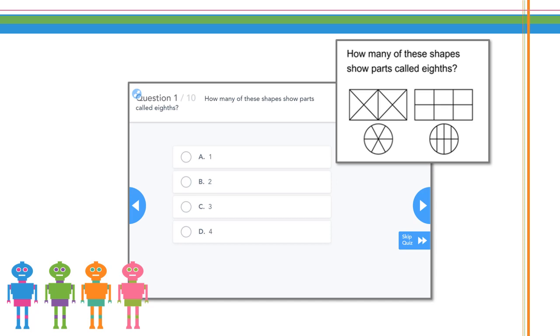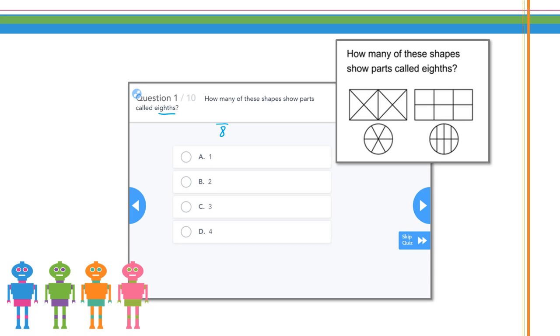I want to make sure that you're prepared for it and you understand all the concepts. So you're going to recognize these questions from the Nearpod quiz from yesterday's lesson, and I want to go over some of the misconceptions that I saw before you take your assessment today. So question 1, how many of these shapes show parts called eighths? I know that when I'm talking about eighths, I'm talking about a fraction that has a denominator of 8.